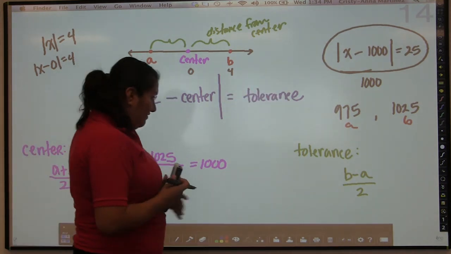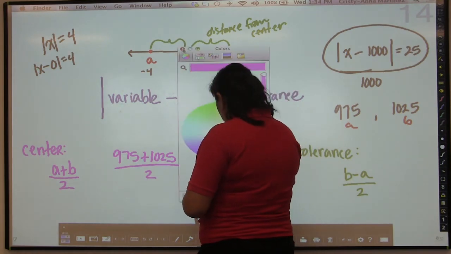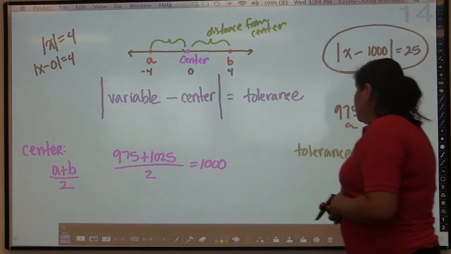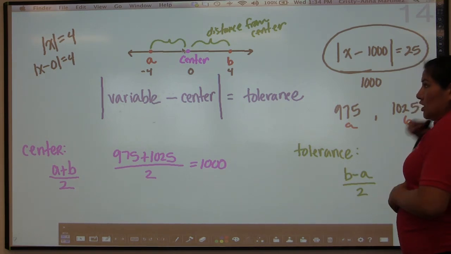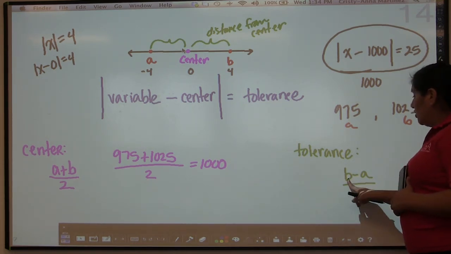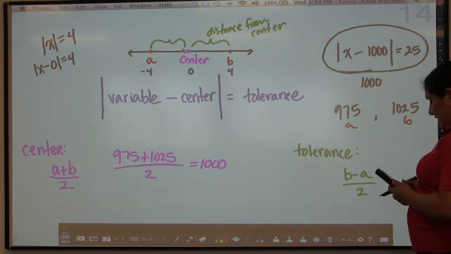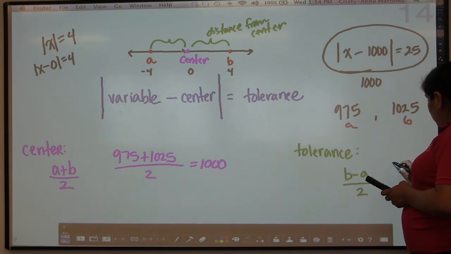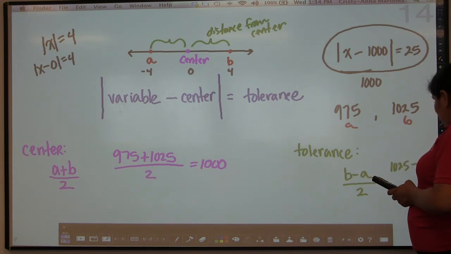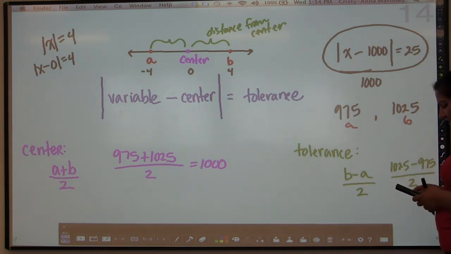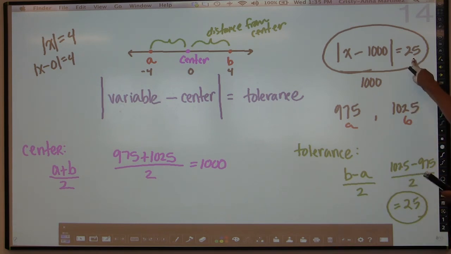So that's 1,000. Then you have an equation over here for how to find the tolerance. And it's equally simple. This time you actually subtract because now you're trying to find the distance between the two numbers. So in this case, take the larger number, the maximum, which in our case is 1025. So B, subtract A, which is 975, and divide by 2. In our case, 1025 minus 975 is 50. And when you divide 50 by 2, lo and behold, you get 25, which is our tolerance, which is what we had already said earlier.